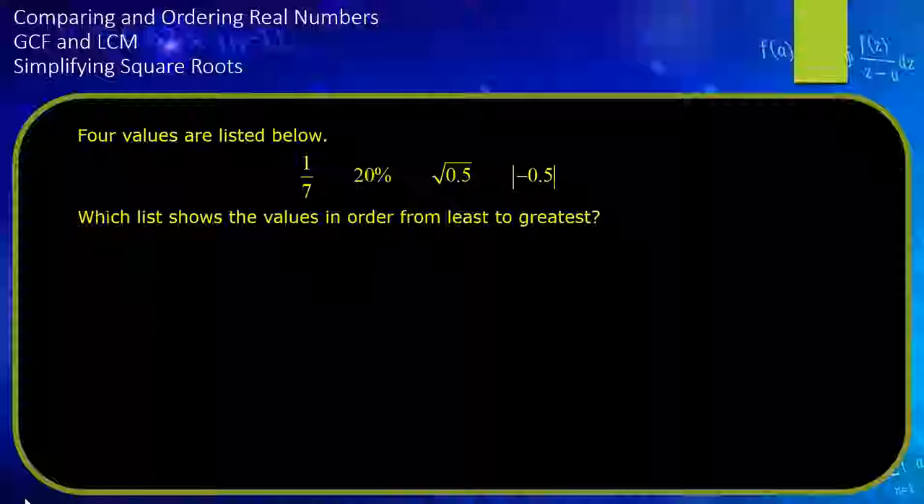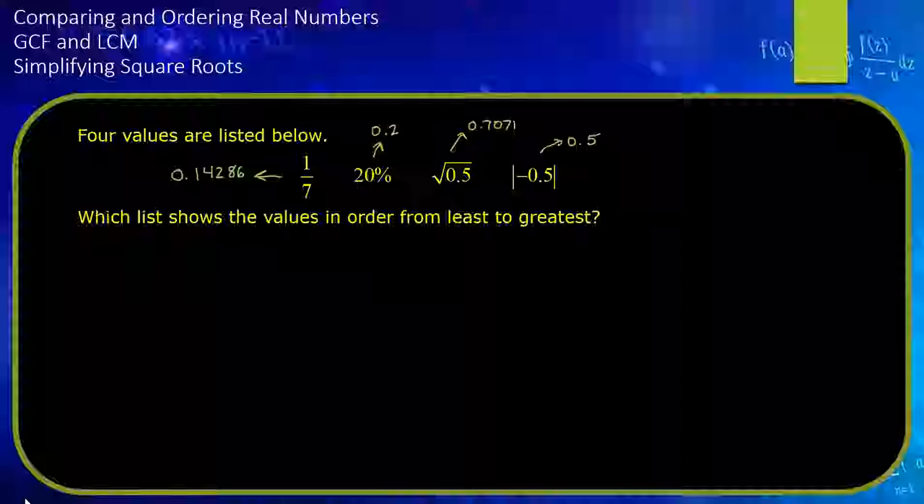Because 1/7 is 1 divided by 7, you can turn that into a decimal. 20%, basically, you get rid of the percent sign and move the decimal place 2 spaces to the left, and you get it into a regular decimal. You could do the square root of 0.5 and see what that is. The absolute value of negative 0.5 should be pretty easy, because all you're doing is taking an absolute value. So if you turn these all into decimals, these are the values that you get.